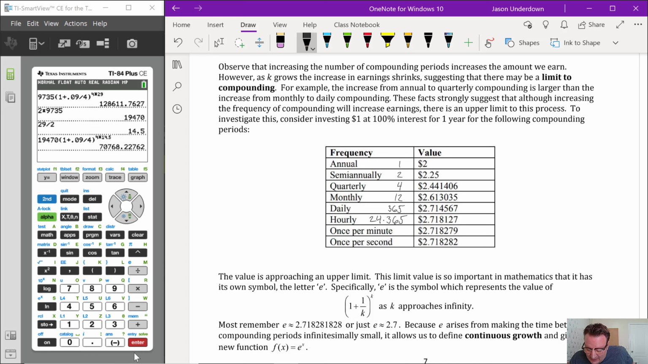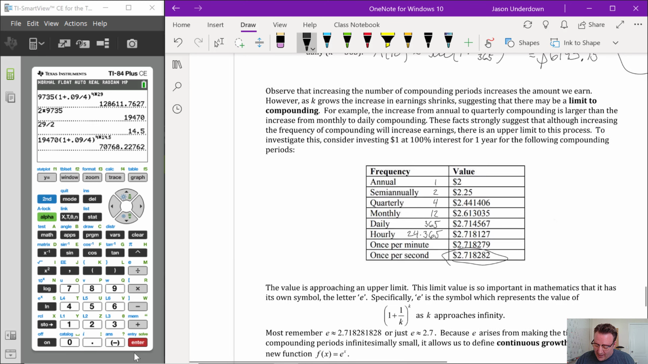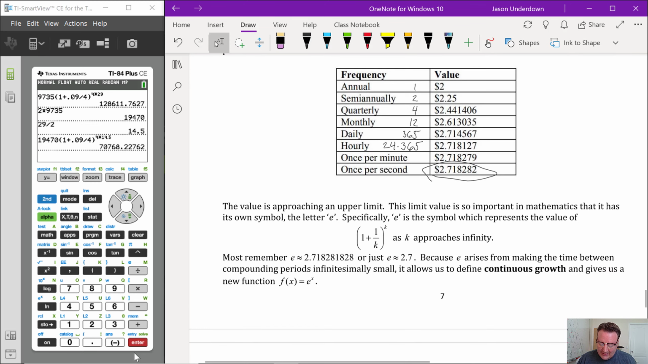But notice what happens to these values. They increase, going from 2 to 2 1/4, 2.44, 2.61, 2.71. But once we get to 2.71, it's just the trailing decimals that continue to grow, and your account isn't increasing by very much at that point anymore, is it? So the point is that there's a limiting value here, where this last column is very close to the limiting value.